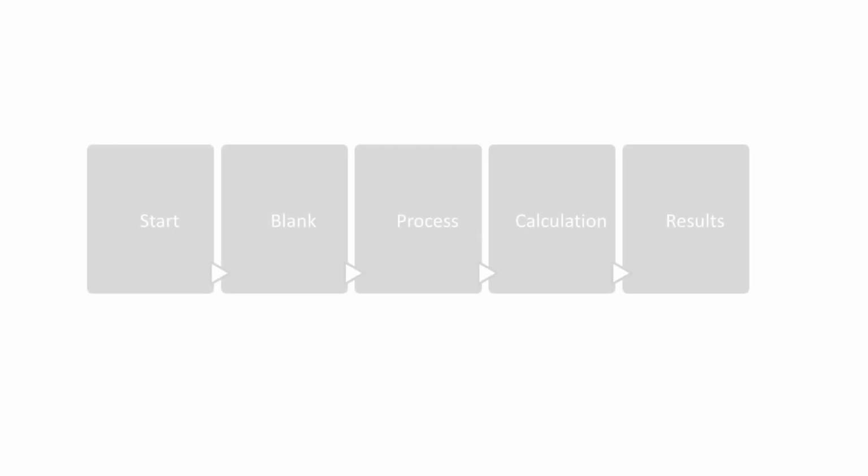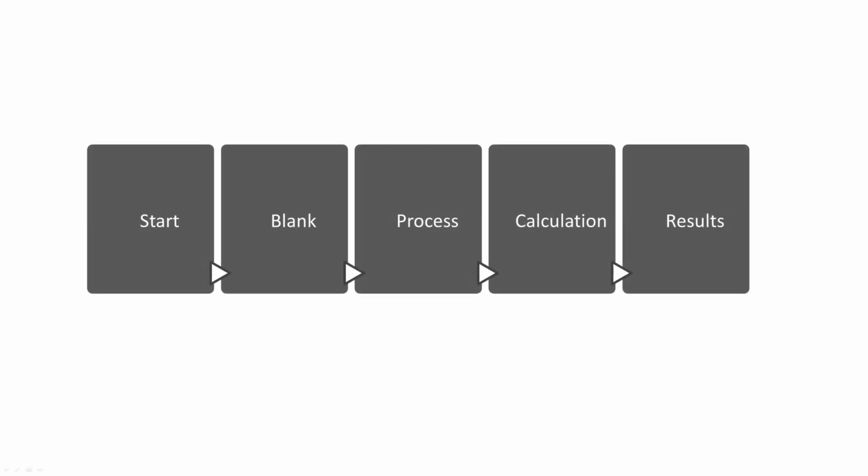Let's do a recap of our workflow. In five steps, you get your simulation. Start with a new project and define your blank. Then set up your process with the tool geometries coming from the CAD system. Start the calculation, and when it's finished, review the results.